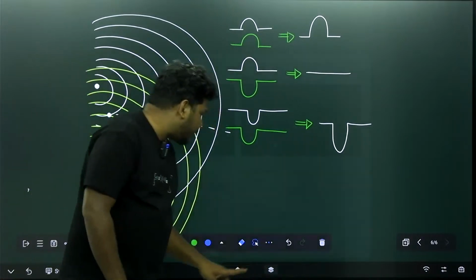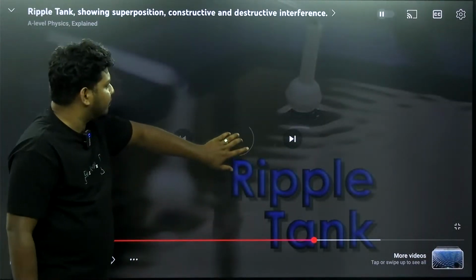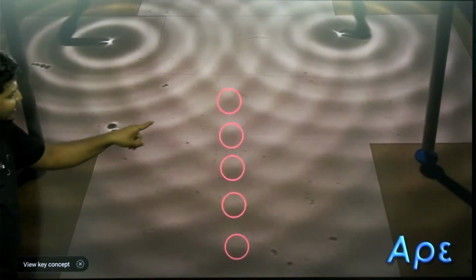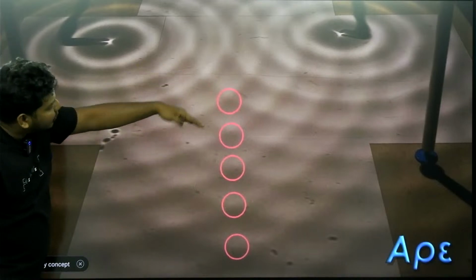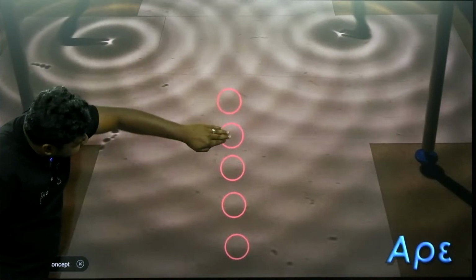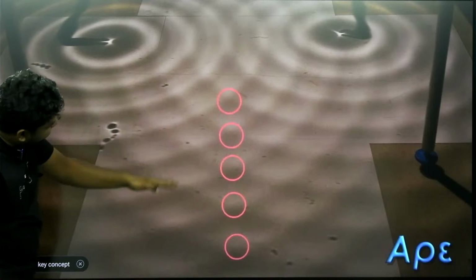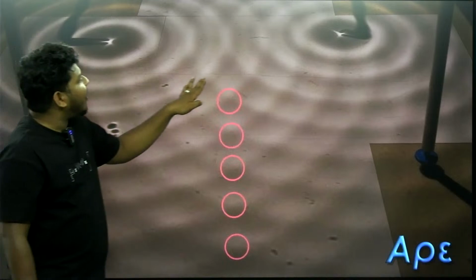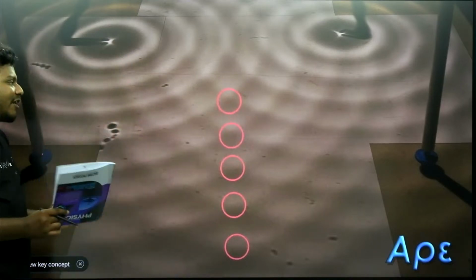So look at this one. This 3D image. In this 3D image, you can clearly see this is negative. This one is positive. These are positives. These lines are negatives, and some of the lines will be flat. That is how the interference is working here.